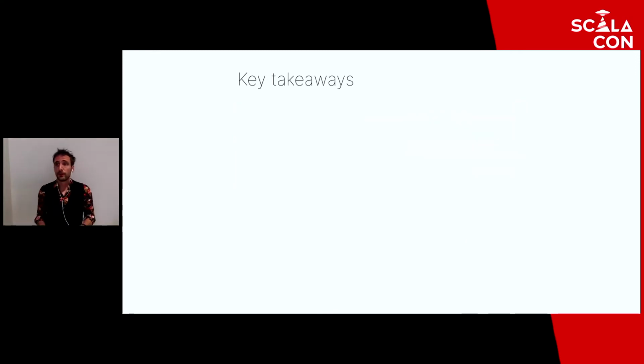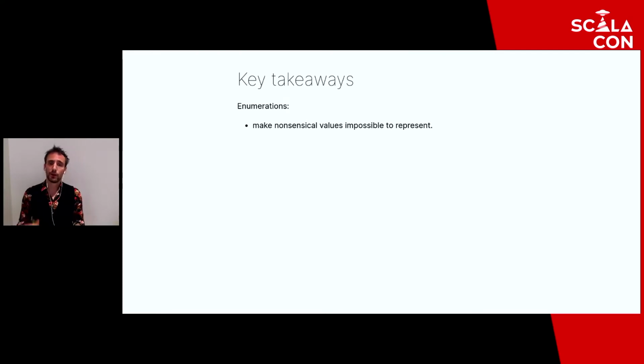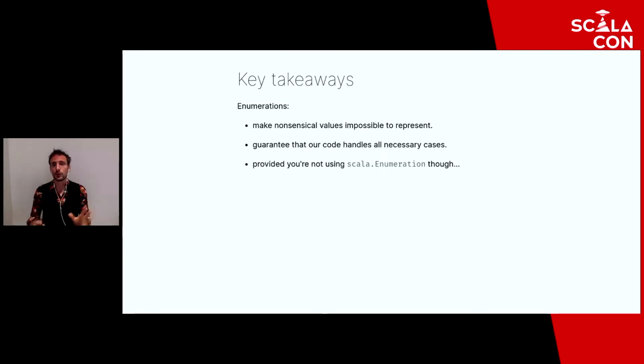What have we learned so far? Well, we have learned that enumerations make nonsensical values impossible to represent because we cannot execute face of -35 or anything like that again. That guarantees that our code handles all necessary cases, no weird loophole in your code through which production data can sneak in and blow your Gundam up, because your compiler will tell you off as soon as you forget to handle a case. That is only true if you don't use Scala enumeration, though. Just don't use them, they're rubbish.